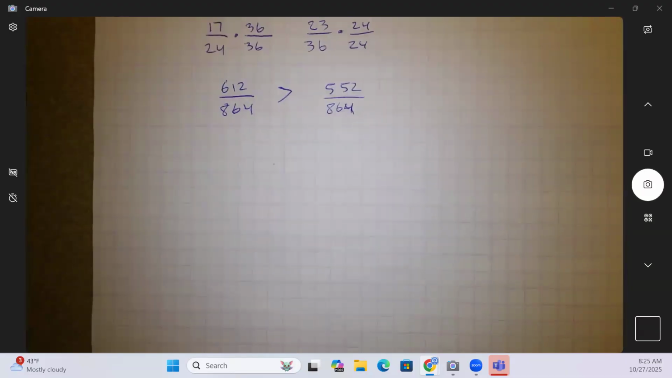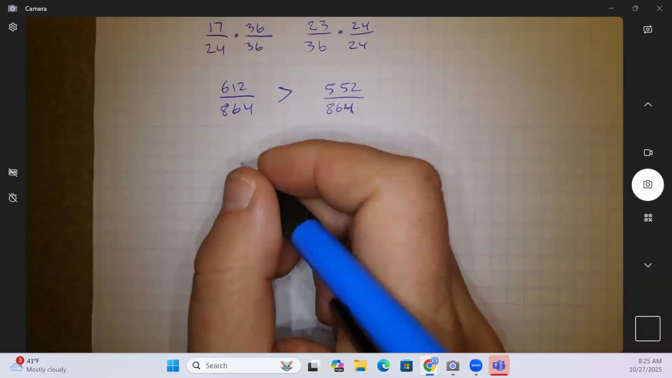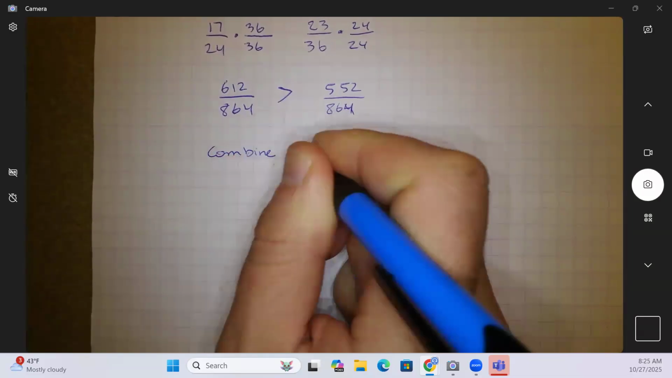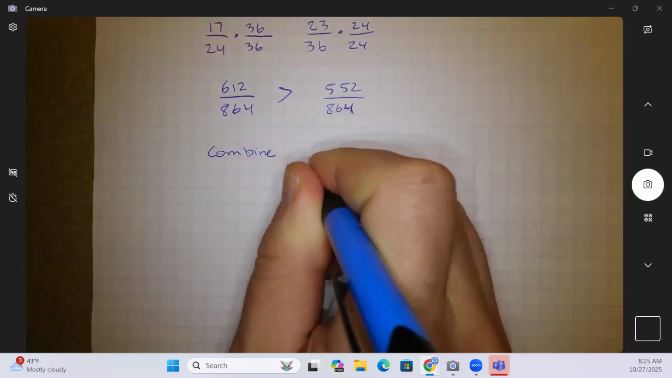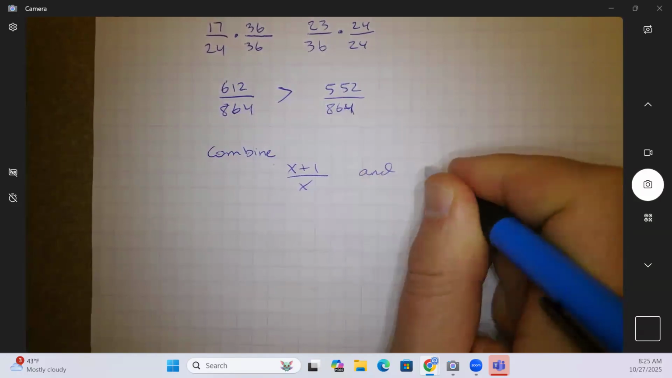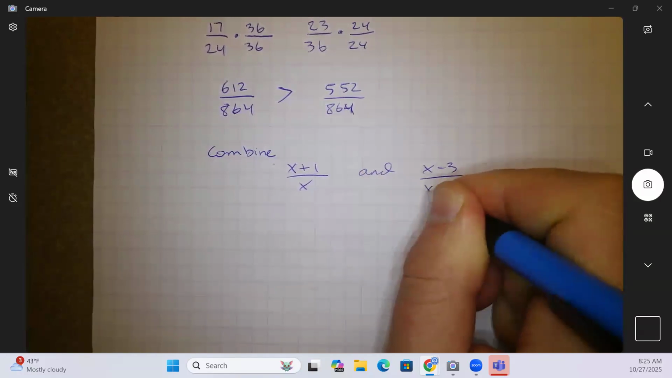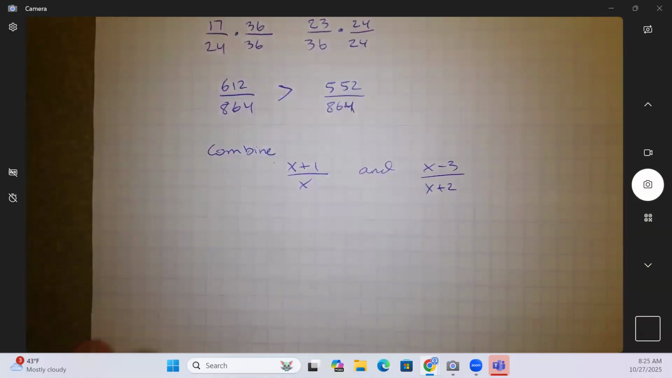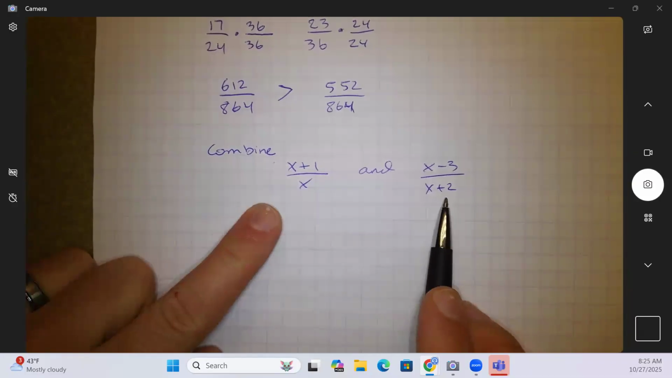But let's think about if I wanted to combine x plus 1 over x and x minus 3 over x plus 2, right? These are different fractions and they involve variables, and we are going to get to this in this class. And it's the same idea. They need to have the same denominator, right?